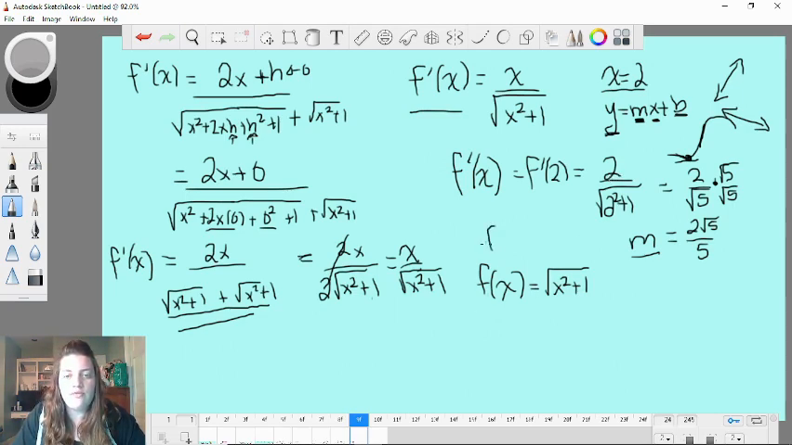So remember, f of x just equals y. It's the same thing. So f of 2, because x equals 2, equals the square root of 2 squared plus 1, which is just 2 squared, which is 4, plus 1, so the square root of 5. So now we have y, m, and x, and we can plug them in to solve for b. I'm going to go ahead and do that on the other side since everything's going to get a little jumbled.